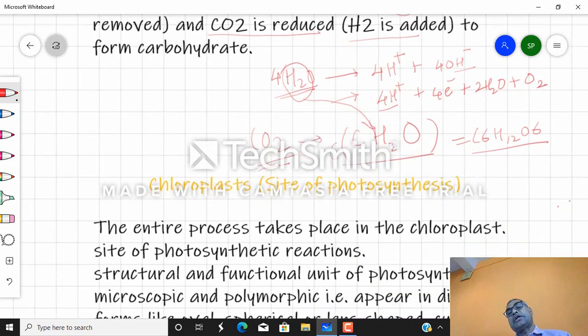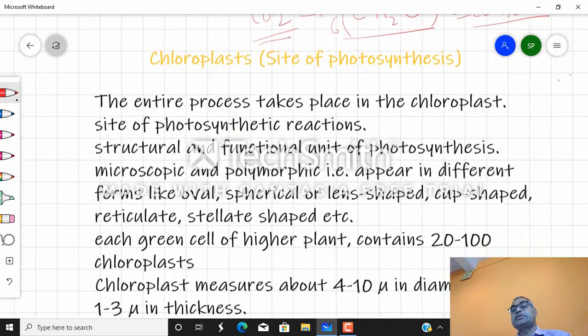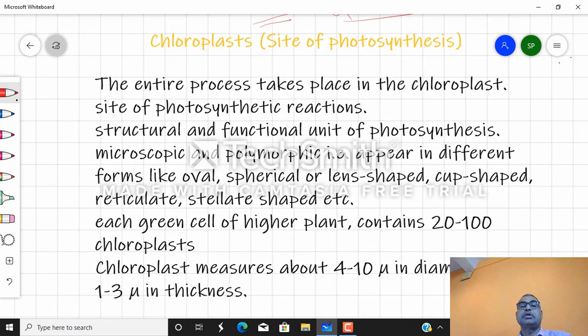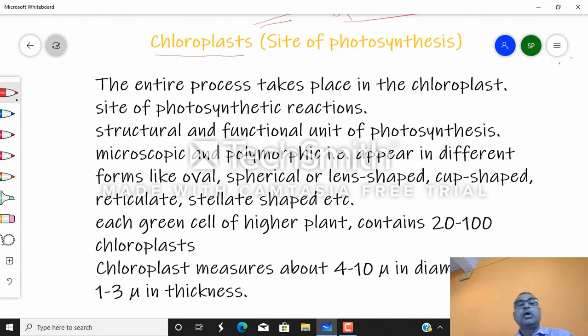Let's talk about the site of photosynthesis or photosynthetic apparatus, which is called the chloroplast. All of you are well aware of the presence of the chloroplasts. The chloroplasts are present in the plant cells only. They are absent in the animal cell, and that's why plants are autotrophic while animals are heterotrophic. The entire process of photosynthesis takes place in a chloroplast, which is the site of photosynthetic reaction. It is the structural and functional unit of photosynthesis.